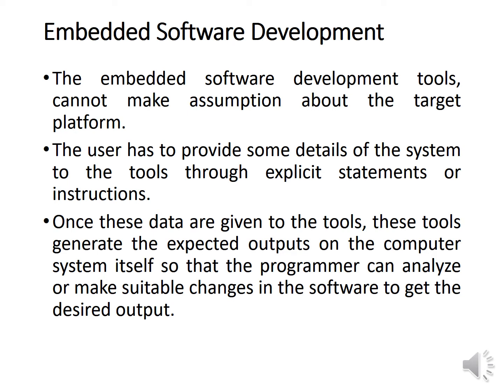Next, embedded software development. The embedded software development tools cannot make assumptions about the target platform. The user has to provide some details of the system to the tools through explicit statements or instructions. Once these data are given to the tools, these tools generate the accepted outputs for the computer system itself, so that the programmer can analyze or make suitable changes in the software to get the desired output.